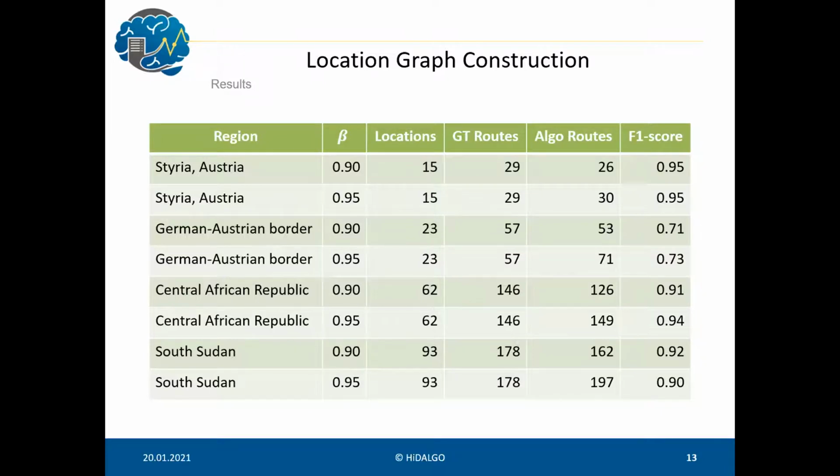In general, we observed that a value of beta between 0.9 and 0.95 returns the best results for us, and that for bigger values of beta, more routes are being kept from the fully connected graph, and for smaller values of beta, the algorithm prunes more routes. And what we can also see here is that with our approach, we got an F1 score exceeding 0.9 in 3 of the 4 regions for 2 different values of the pruning parameter beta.